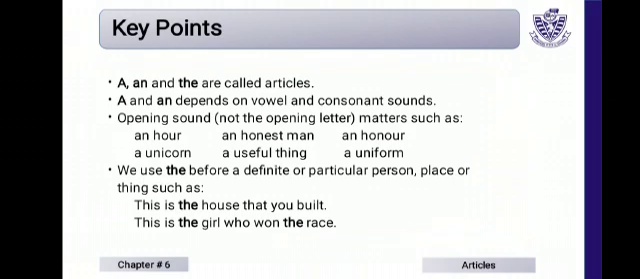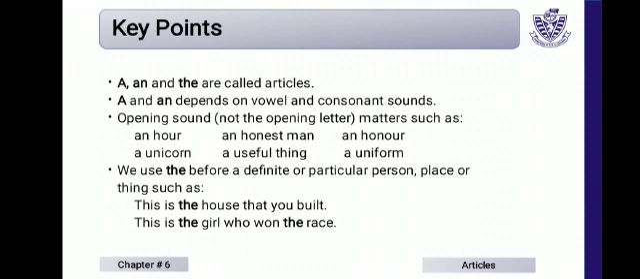Now we have key points. A and the are called articles. A and an depend on vowel and consonant sounds. That is, the opening sound, not the opening letter, is what matters. This will be clear if you look at the following examples. A unicorn, a useful thing. A uniform, a European, an hour, an honest man, an honor.